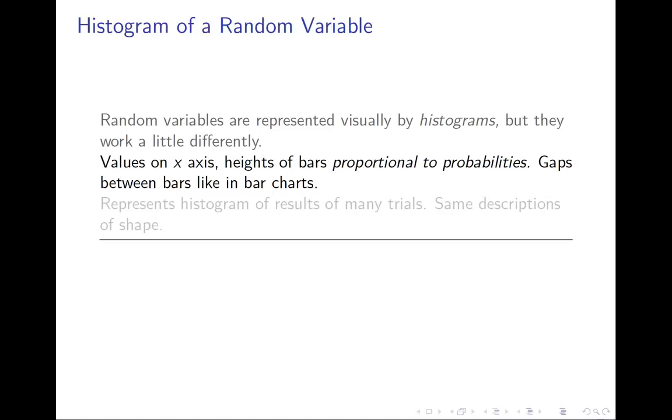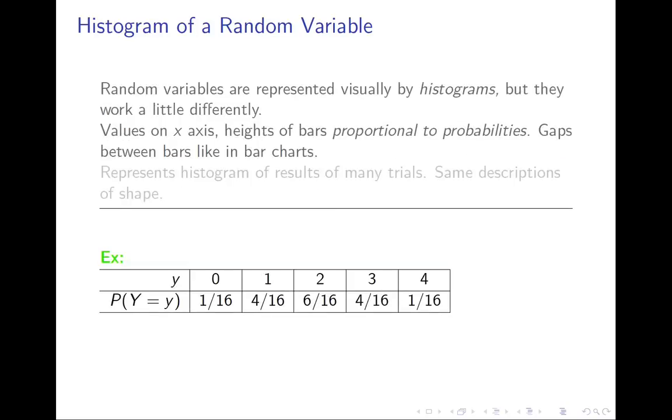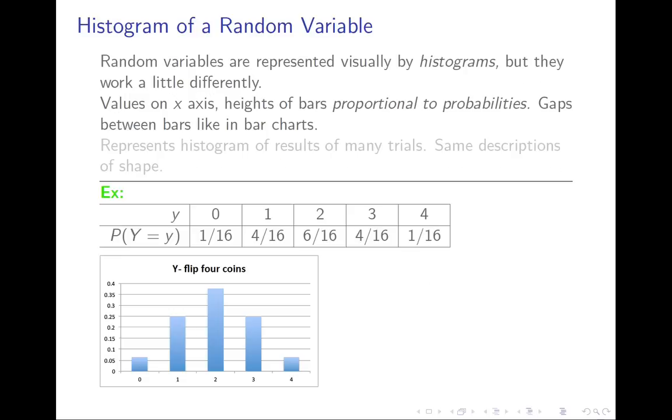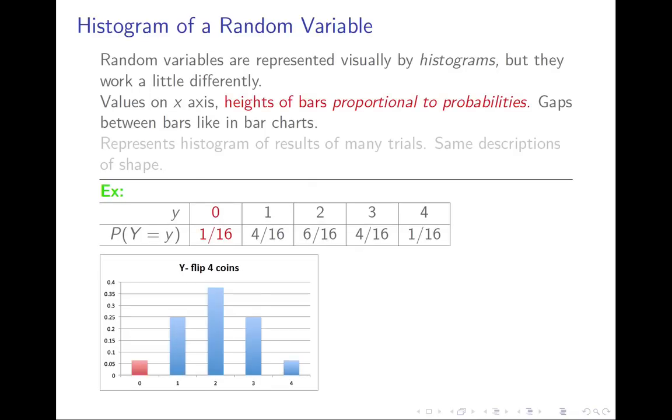And this is purely a convention: whereas in statistics, for numerical variables, histograms are always indicated by making the bars touch each other, to indicate you're talking about a random variable and a probability histogram, you put gaps between the bars, like in a bar chart. Let's do some examples. Here's Y's distribution. The histogram has a bar for 0, 1, 2, 3, and 4. There are gaps between them, and the heights are proportional to the probability. So you can see that the height of the bar above 0 is 1 16th. The height of the bar above 1 is 4 16ths, or 1 quarter, and so on.